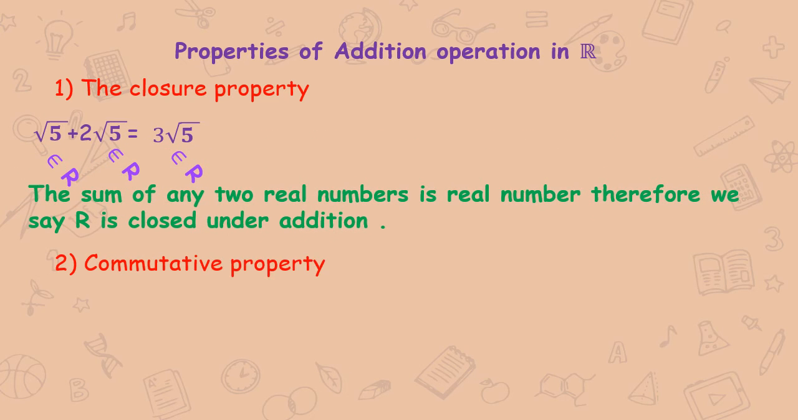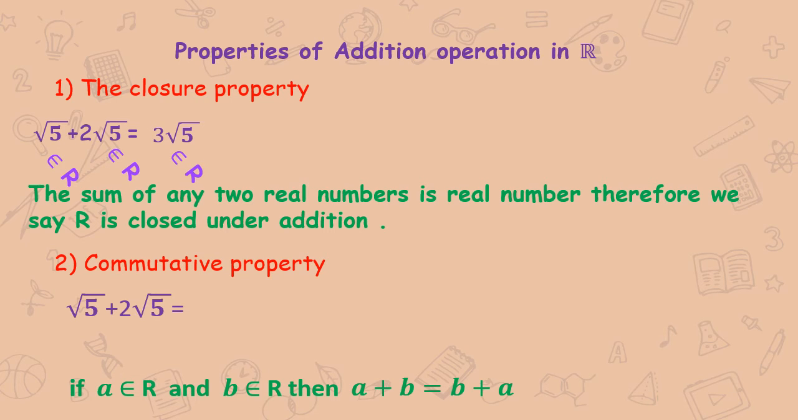The second property is commutative property. Commutative property means if A belongs to R and B belongs to R, then A plus B equals B plus A. Because root 5 plus 2 root 5 equals 3 root 5, and 2 root 5 plus root 5 equals 3 root 5. Then root 5 plus 2 root 5 equals 2 root 5 plus root 5. Then the real number is commutative.